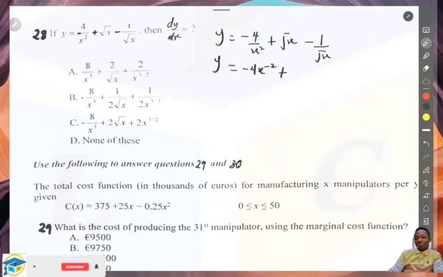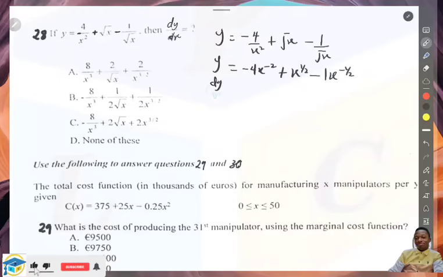Then also, square root x can also be written as x to the power half, because we know square root is the same thing as half. And here too, you can also write this as 1x to the power negative half, because the square root, when it joins the 1, becomes negative half. So once I'm able to convert this to the exponential form, then I can easily differentiate this function.